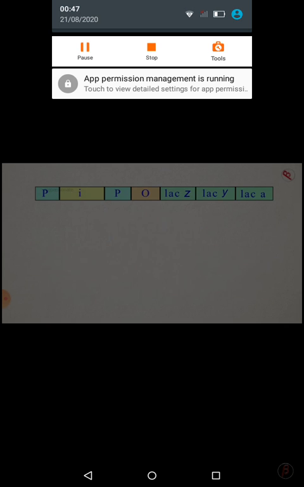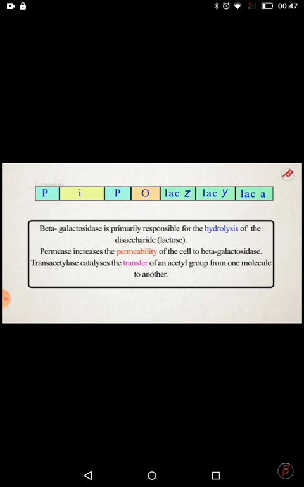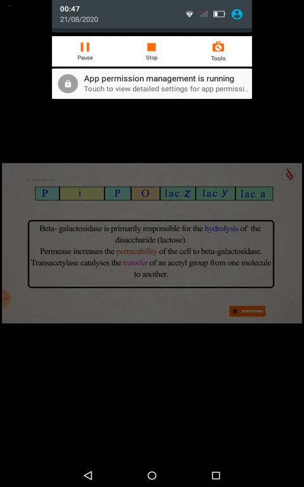The enzyme beta-galactosidase is primarily responsible for the hydrolysis of the disaccharide. The enzyme permease increases the permeability of the cell to beta-galactosides. The enzyme transacetylase catalyzes the transfer of an acetyl group from one molecule to another.